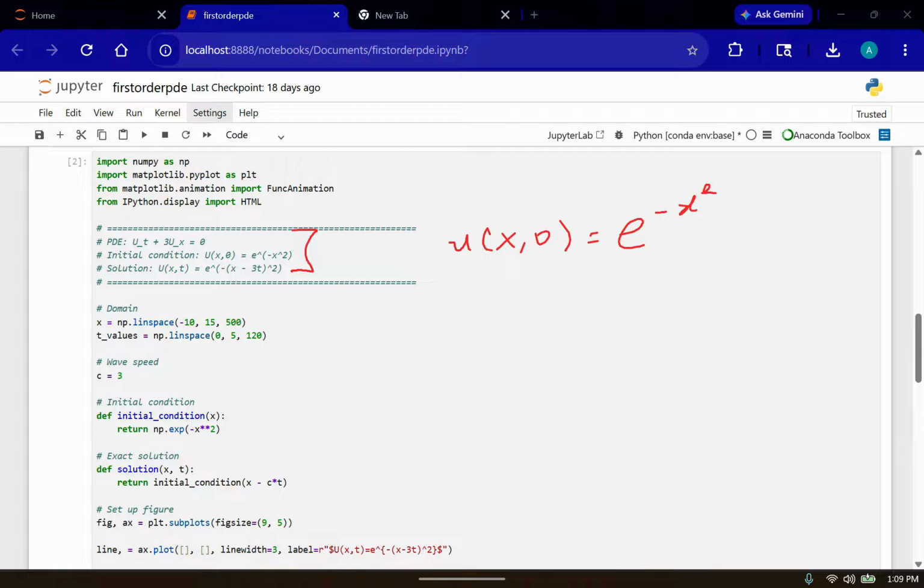Right, so we have that, and then the solution u of x comma t is equal to e to the negative of (x minus 3t) squared. I'm sure you'll be able to solve this because we've gone through a lot of practice to solve these things. So that is the solution. And then we plot all these things in Python. I want to show how the characteristics help us notice how information is traveling based on the initial condition that we have.